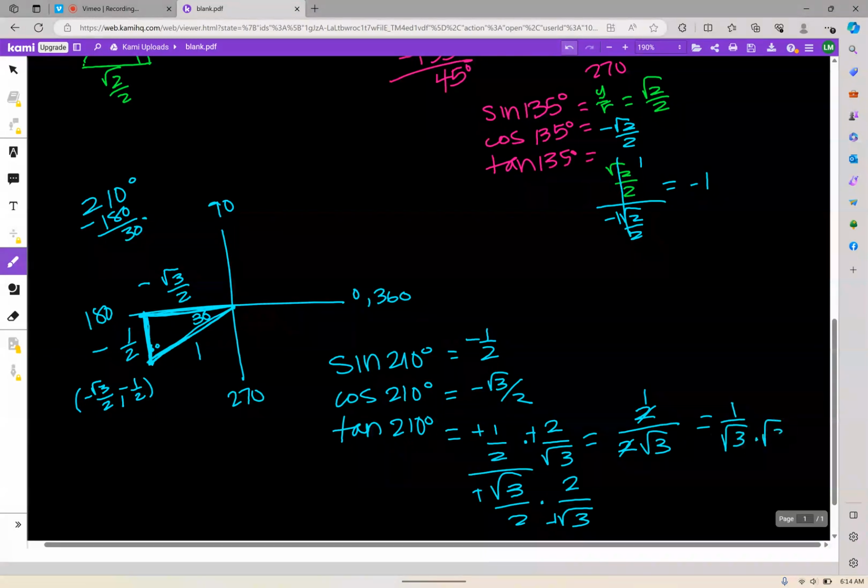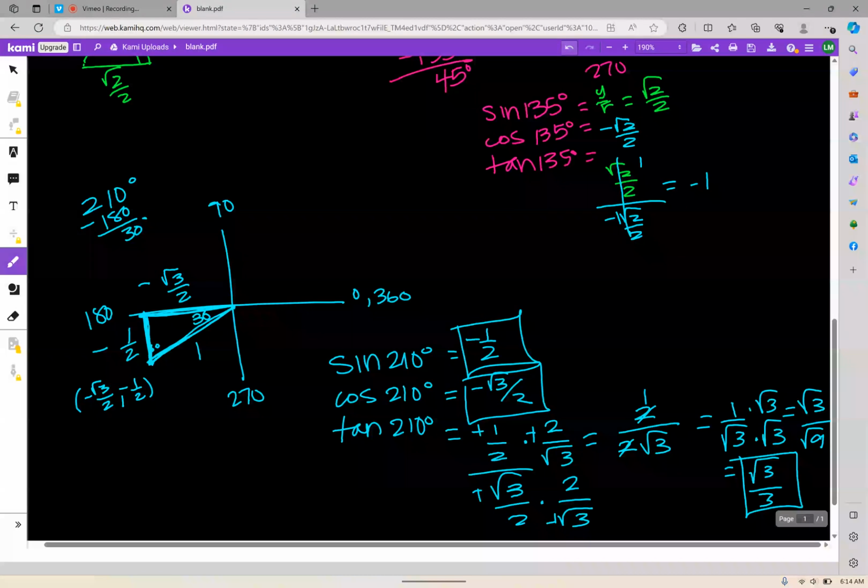And then I can rationalize. So I end up with square root of 3 over the square root of 9, which is the square root of 3 over 3. Right? So tangent of 210 is square root of 3 over 3. So there are 3 of my 6 trig ratios, and we'll find the other ones when I see you again.